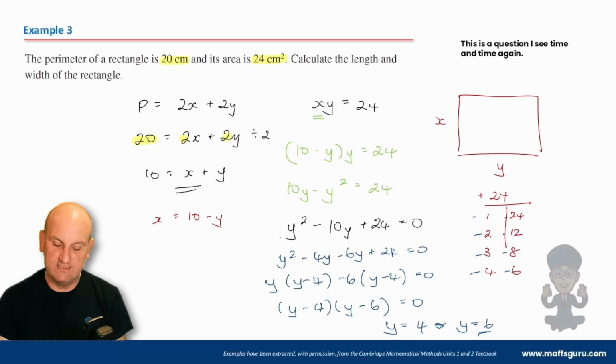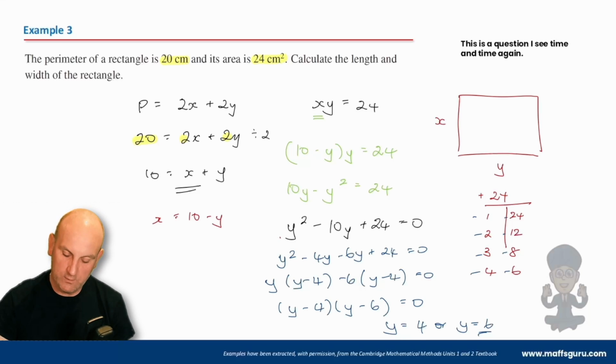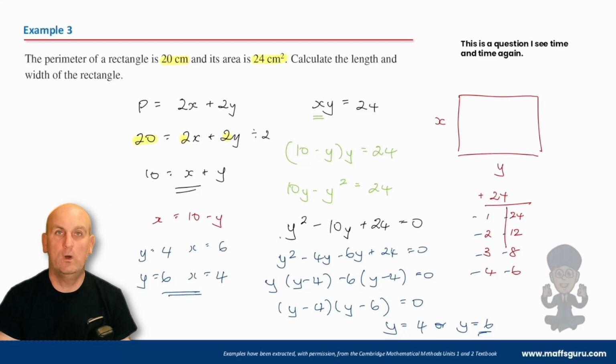Now, in this situation, it says calculate the length and width of the rectangle. Now, the great thing is here we have a bit of a dilemma, or do we? Because we got y equals 4. Now, if I put y equals 4 into here, so when I get y is equal to 4, I get x is equal to 6. But if I get y is equal to 6, x is equal to 4. And again, while we can regurgitate the maths, what does that actually mean?